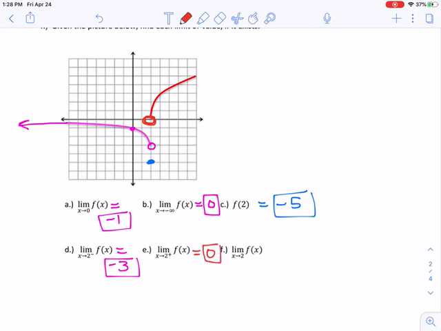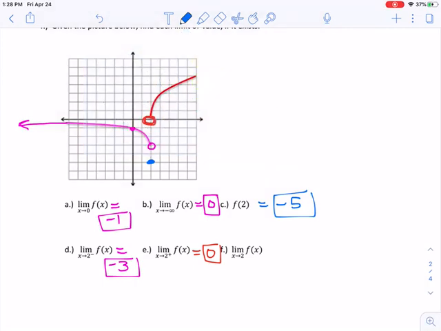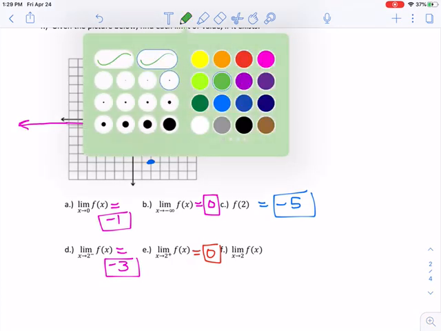So even though I can find a value at 2, f of 2 is negative 5, for F, if I want to find the limit as x approaches 2, it does not exist because I'm approaching two different numbers and my value is different. This kind of goes into a topic of continuity that we'll be taking a look at in section 2.5. So for F, our limit does not exist.